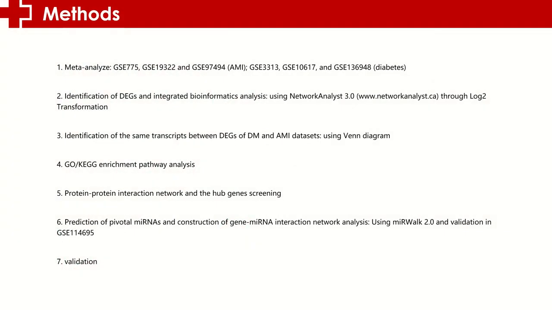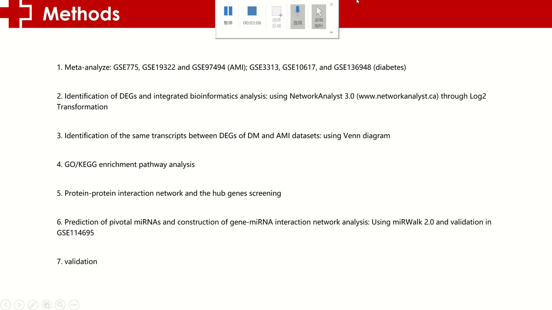So we first use 6 GEO datasets, including GSE775, GSE19322, GSE97494. These 3 are the acute myocardial infarction GEO datasets, and GSE3313, GSE10617, and GSE136948 are the 3 diabetes GEO datasets.